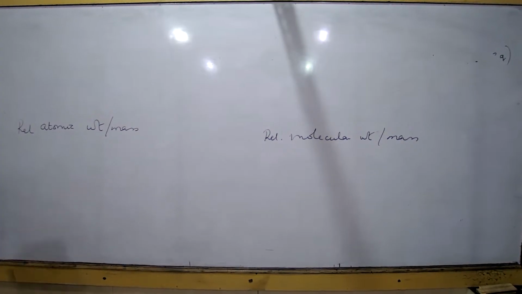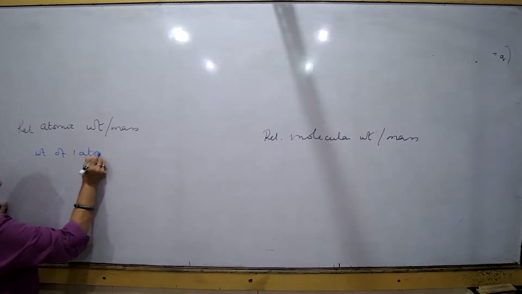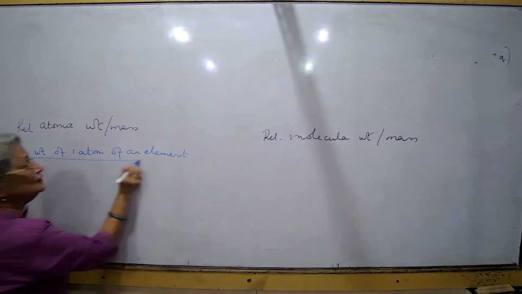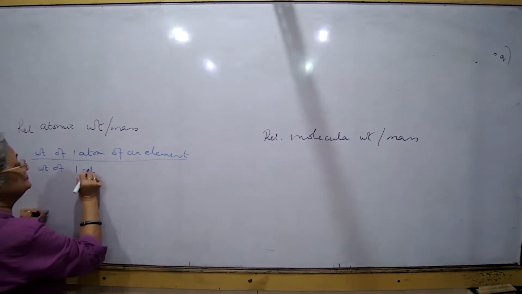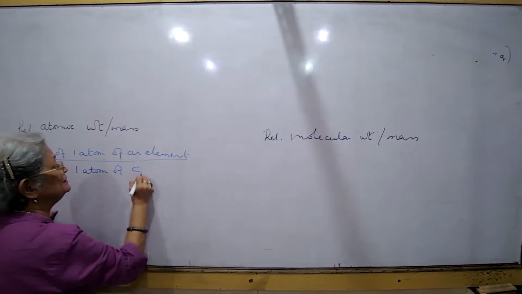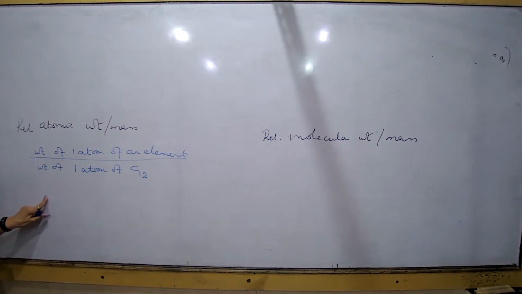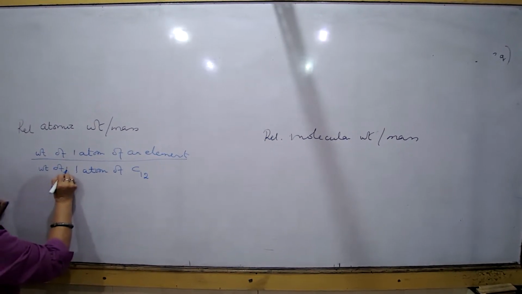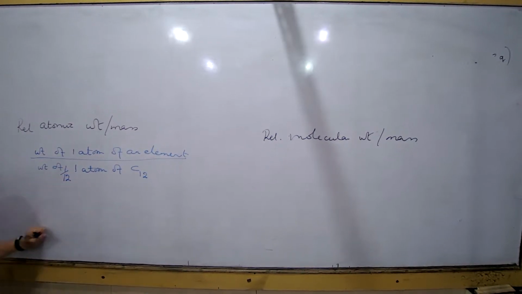So similarly, we also have relative molecular weight. Same way. So the definition will be the weight of one atom of an element upon the weight of one atom of carbon C12. Correct? 1/12 of an atom. The weight of one twelfth of one atom of carbon C12.